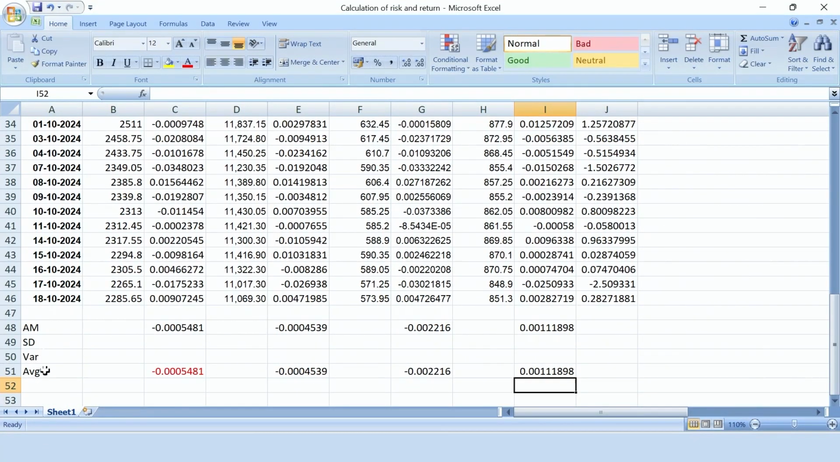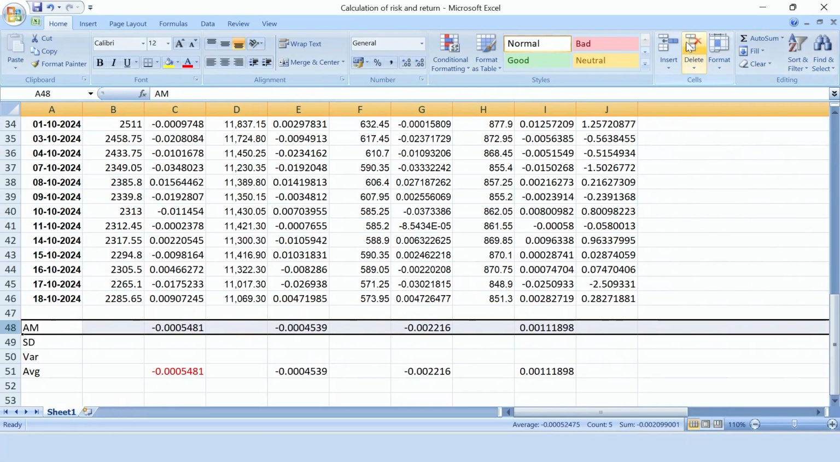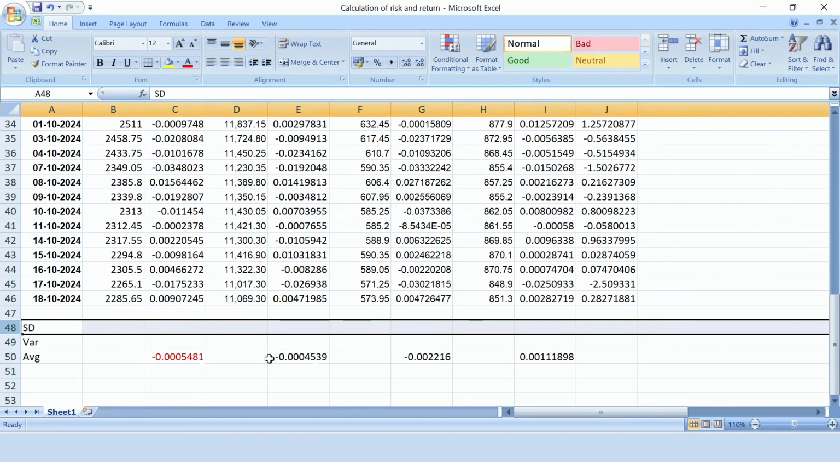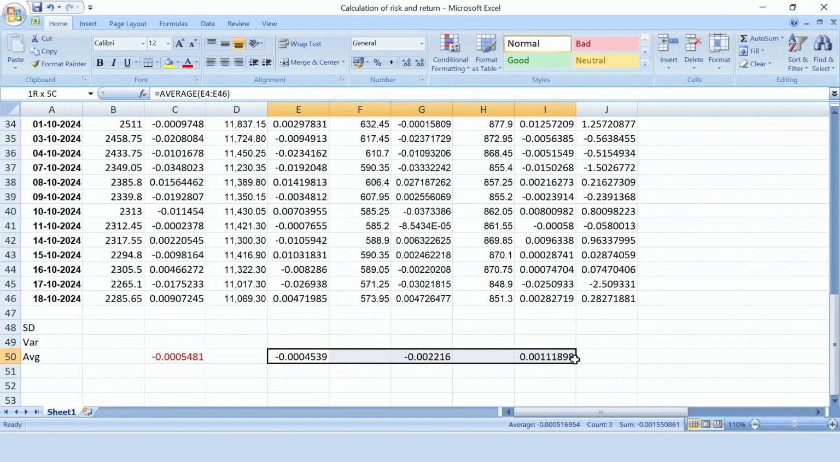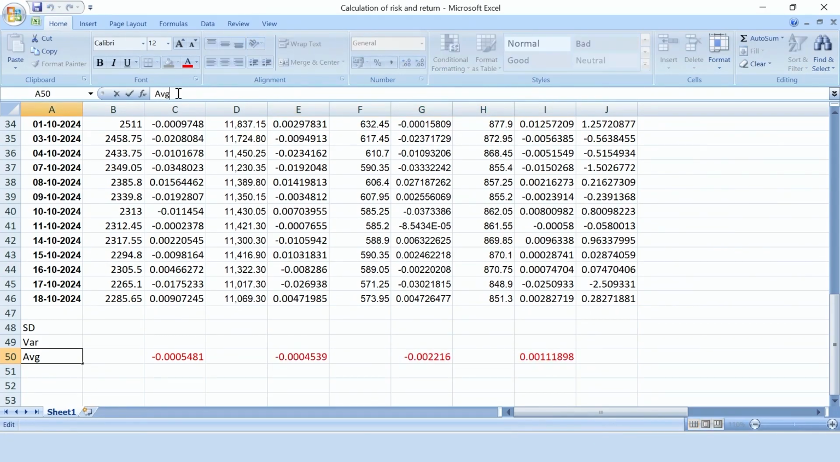Okay, so we simply get these particular values. So we have four averages. Average return is available. This is the average return, as demanded in the question. Now simply calculate the variance.